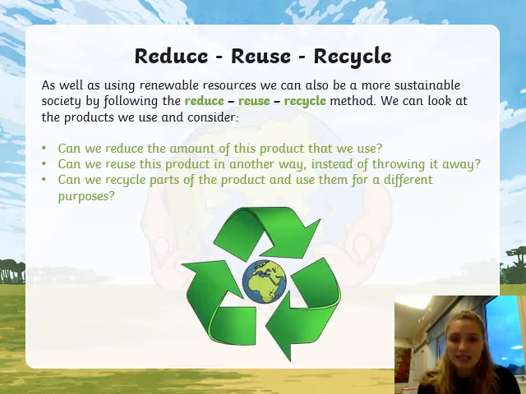And that's what this sign means. The 3 arrows are showing the 3 R's, saying that if we reduce, reuse and recycle, we can continue using them again and again and again and use them for different purposes.